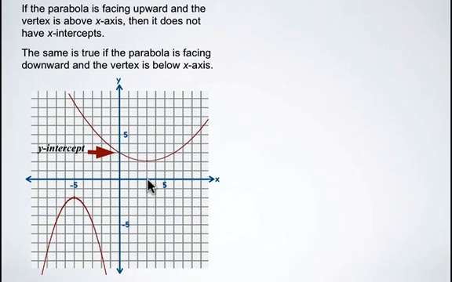The same is true if the parabola is facing downward and the vertex is below the x-axis. So if it's below the x-axis and it's facing downward, it will never intercept the x-axis. It will, however, have a y-intercept, although we can't see it on this graph. This line will continue this way and eventually cross the y-axis.